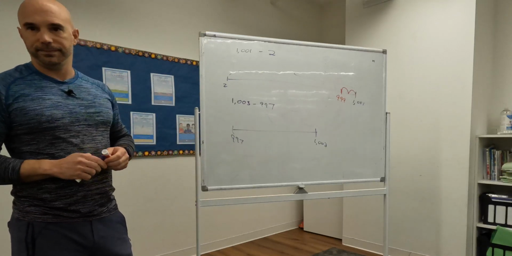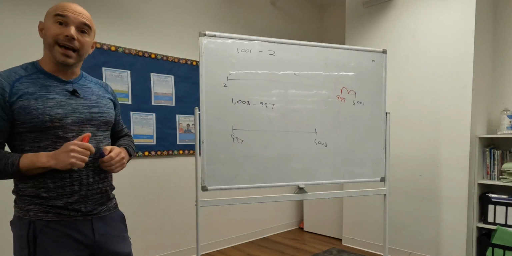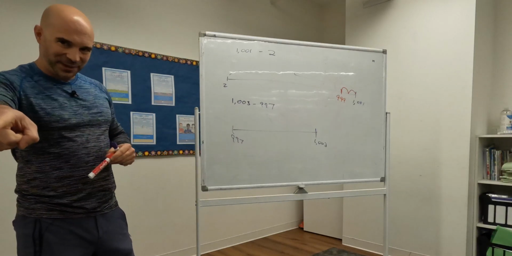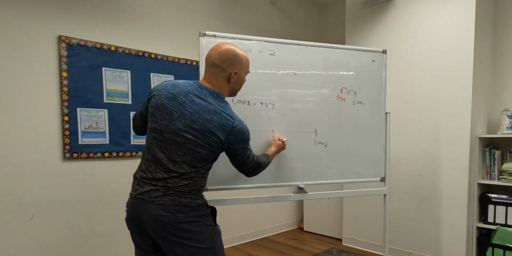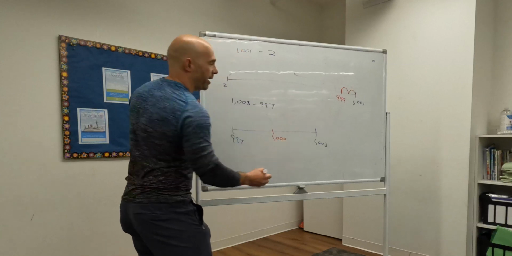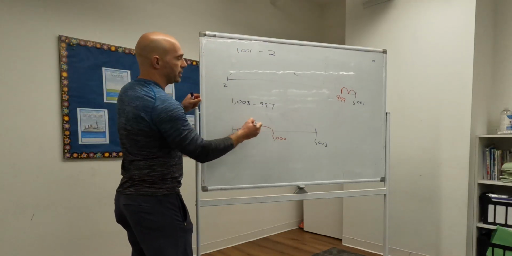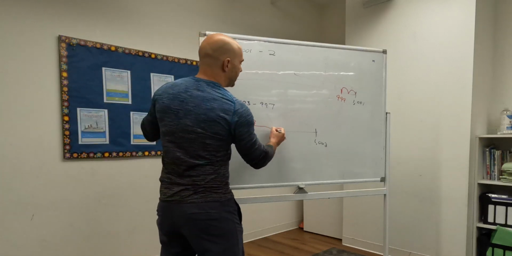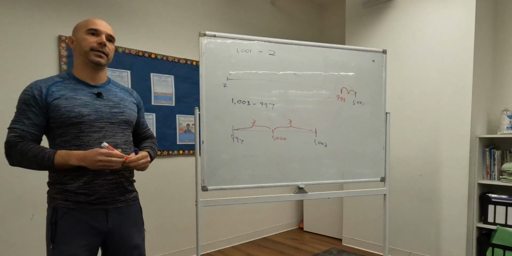Audrey? 6. That's right. And how did you think about it? I know why you said 3. 3 plus 3. Yeah, so you thought of a nice friendly round number in the middle, which is 1000. And you said, well, this distance here is 3. This distance here is also 3. So the total distance is 6.